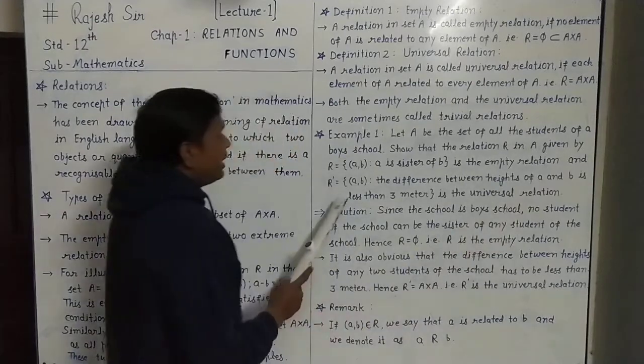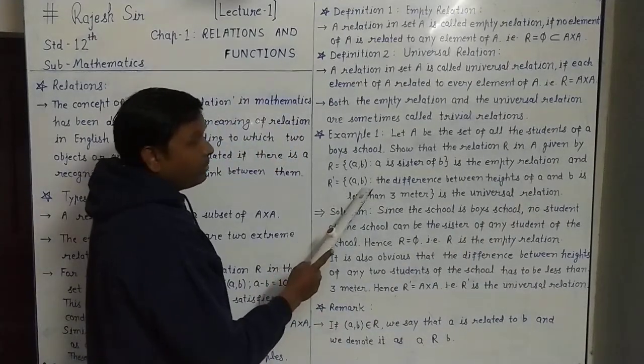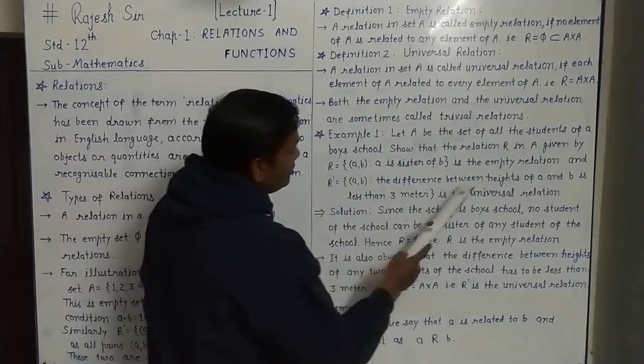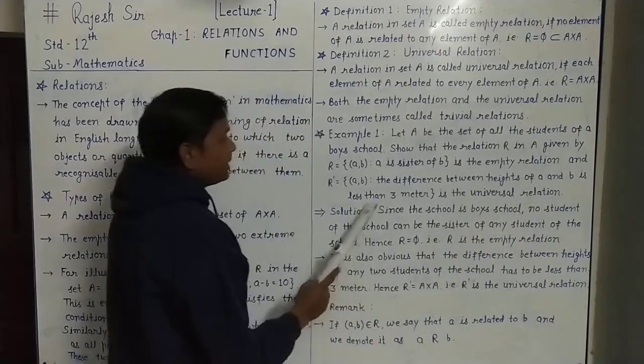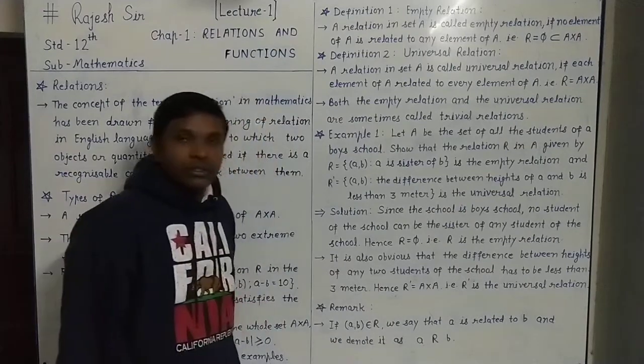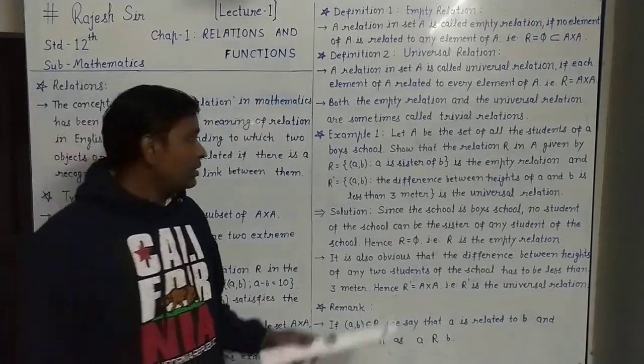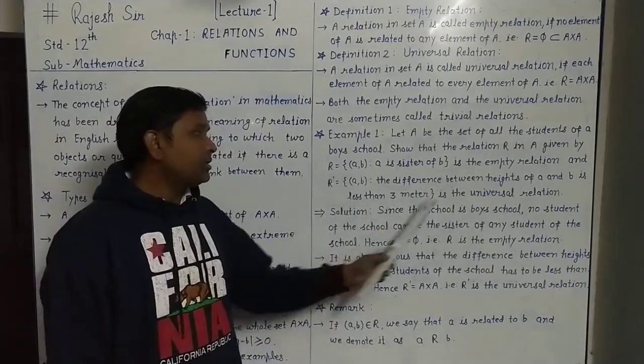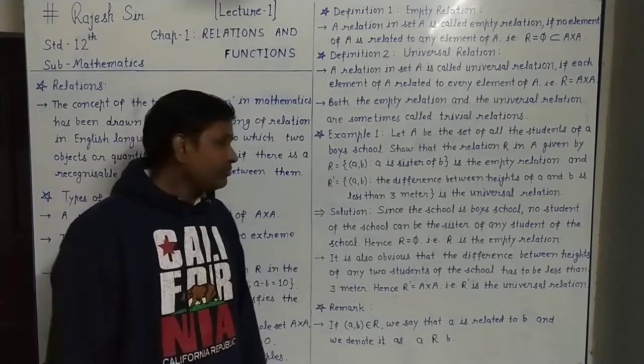And the other relation R dash equals the pair (a, b) such that the difference between the heights of a and b is less than 3 meters. This relation is the universal relation. These two relations we have to show, where R is empty and R dash is universal.